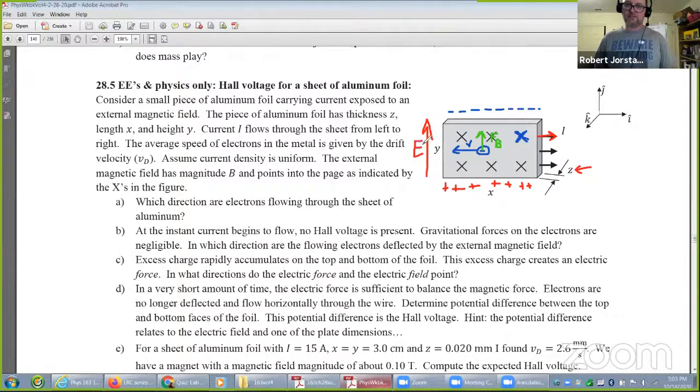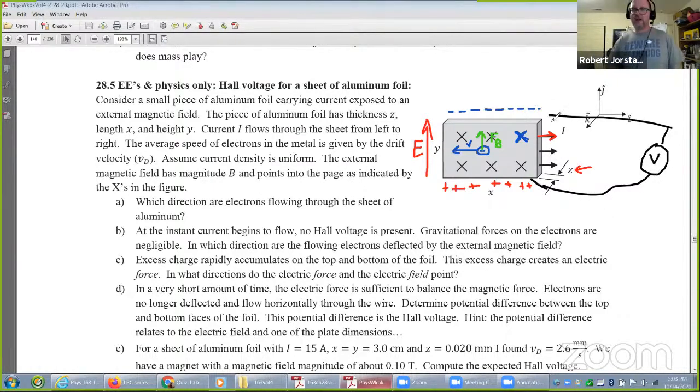So that would be the electric field. Once you set up an electric field, you could come in here with a DMM, a multimeter, and measure the voltage across here. So you'd use your DMM like a voltmeter. You have just measured the Hall voltage. So if you allow current to run through a very thin piece of metal, you could actually measure a voltage across the top and the bottom with a DMM set to microvolts usually.